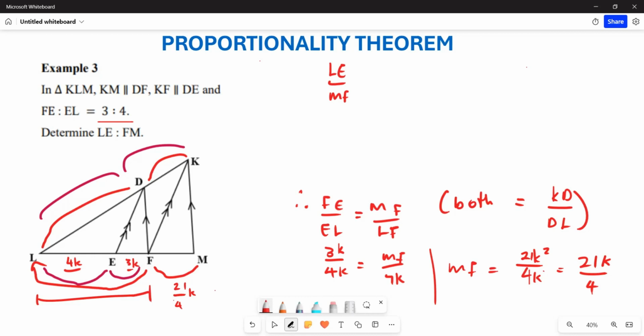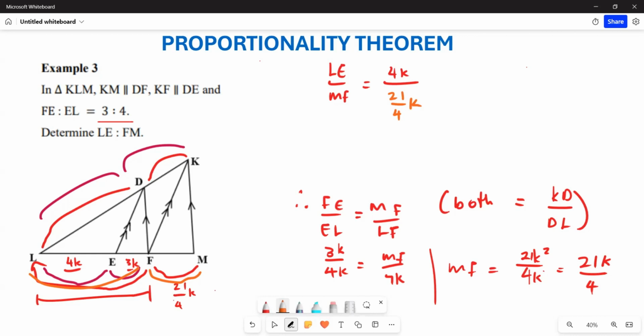This is LE over my MF. It is going to be equal to what? Now that I have all these things, my LE is given by 4K, right? While my MF, now I'm looking at this particular side, let me just get a different color. My LE over my MF is going to be equal to 21. Remember, my MF is given by 21K over 4. Can you see that? That's going to be my MF.